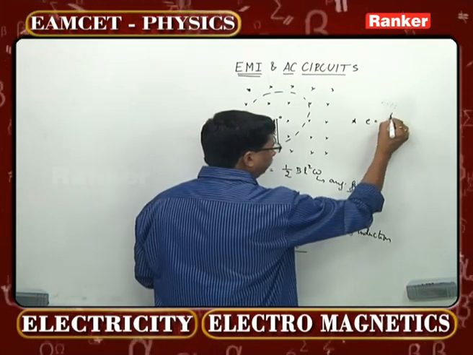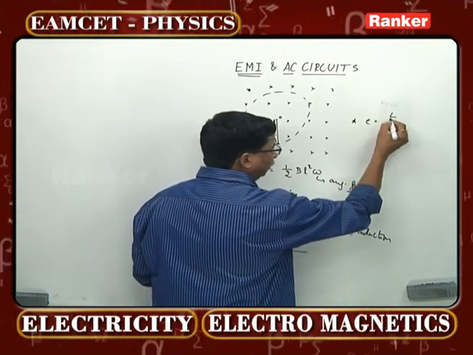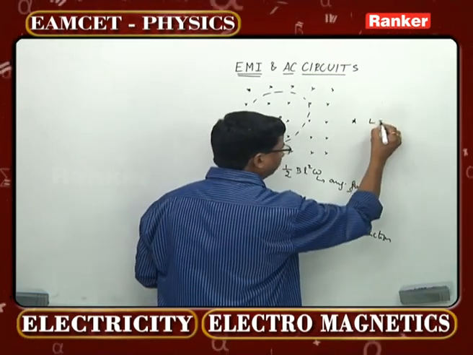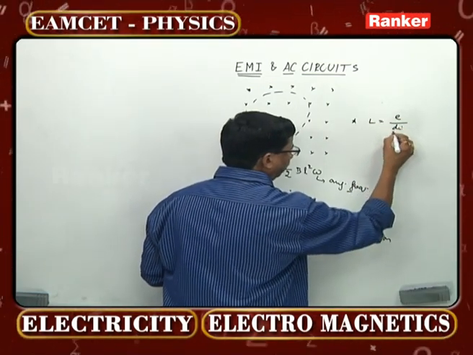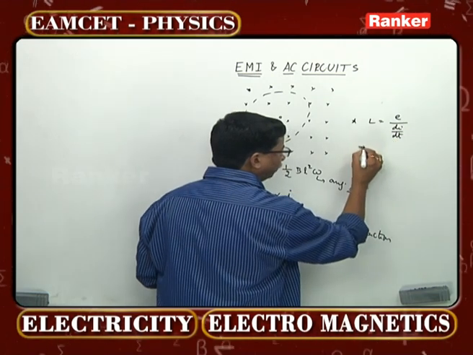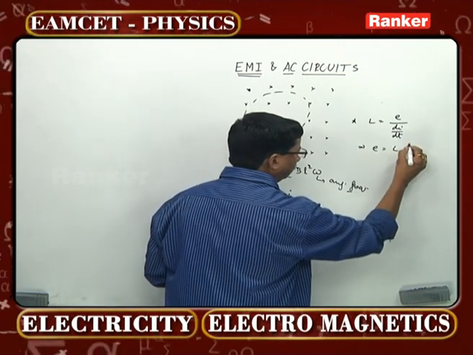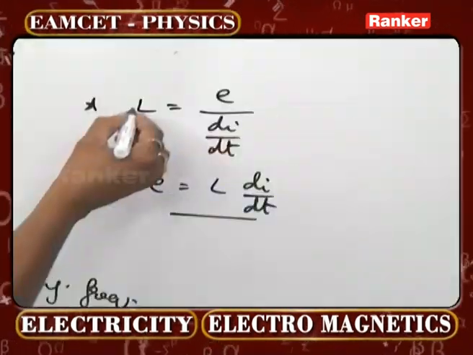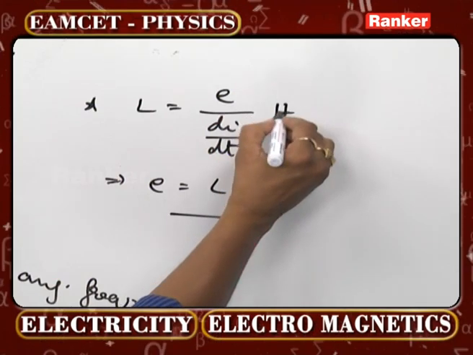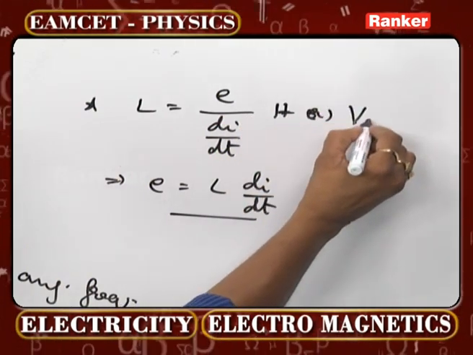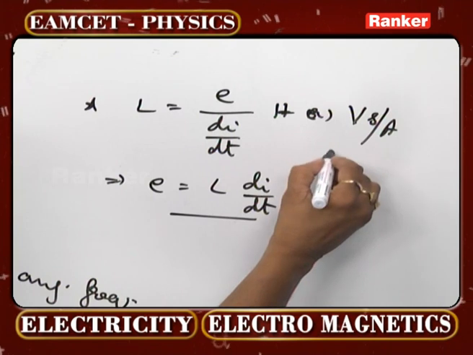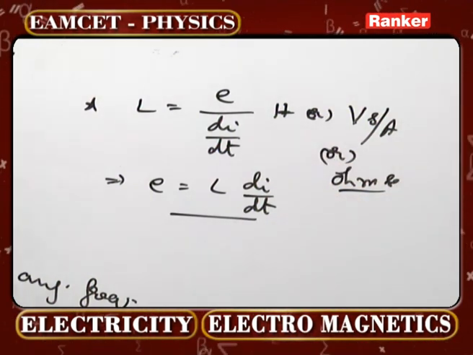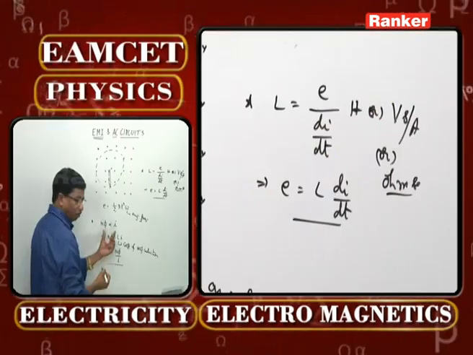The induced EMF is equal to, that is, L is equal to E by di by dt. Like that also you can write E by di by dt. In other words, you can say induced EMF is equal to L times the rate of change of current. And of course, L we write in Henry. That Henry otherwise is called volt second per ampere, or you can even call that one ohm second also. So, this is one formula you have to remember.